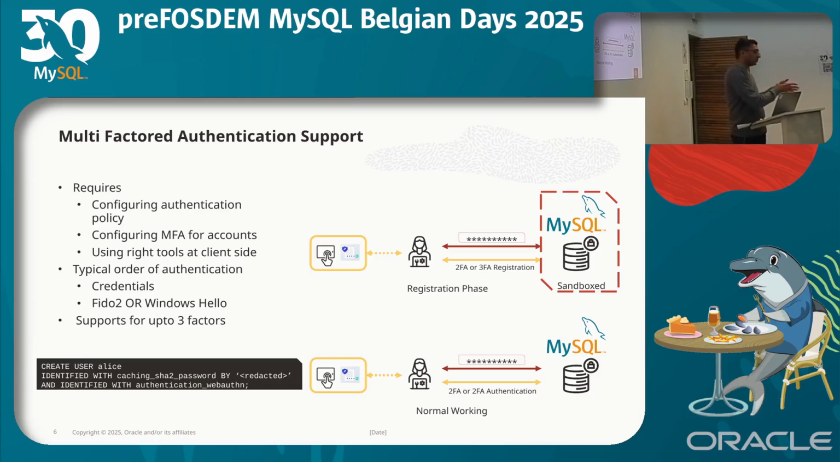What happens in the registration phase is that the MySQL client tool has been enhanced to support registration of this second factor or third factor authentication. As part of that, it will interact with your YubiKey or Windows Hello, which in turn will generate a unique asymmetric key pair, and then it will send the public key back to the server. The next time a request comes in, during normal working, the request is signed by the private key, which is locally stored on the user's hardware, YubiKey or Windows Hello, and then you can verify it on the server side because you have the public key.